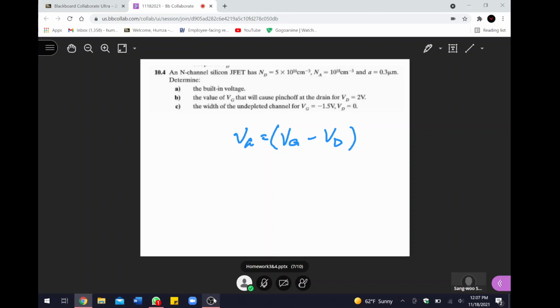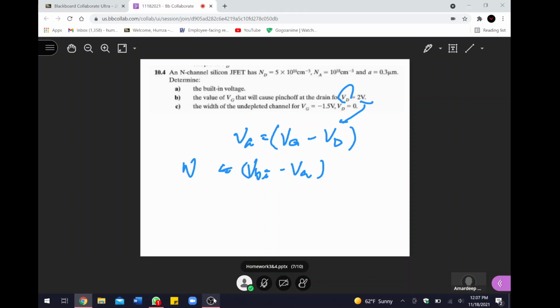I know, but you're trying to calculate VG, right? So to calculate VG, we need to know the other two. VD is given, and VBI. Okay, got it. So for VA, you just use the VBI, because VBI minus VA, squared, goes into the equation for W, right?